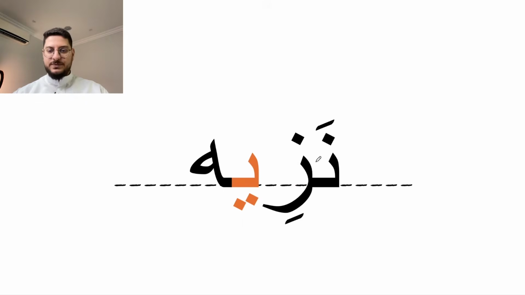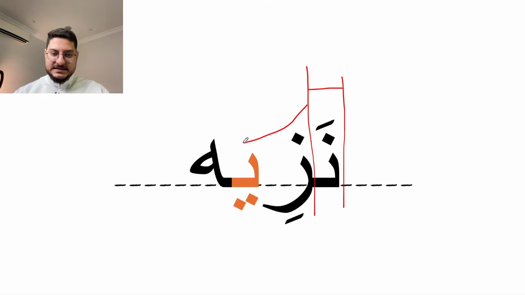Let's look at the next one. I see a fatha in here, so I will draw a vertical line before it. I see a kasra in here, so I will draw a vertical line before it. Now, the first syllable is na, the second syllable is Z, and then we have this lama, which is the sound. So nazih, we don't have vowels for it because it's at the end. So nazih, which means not corrupt.